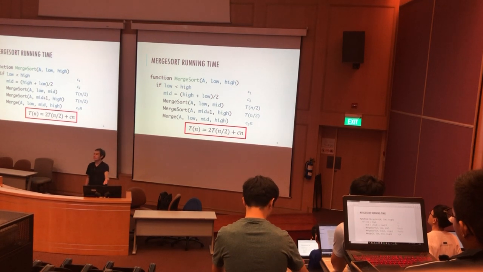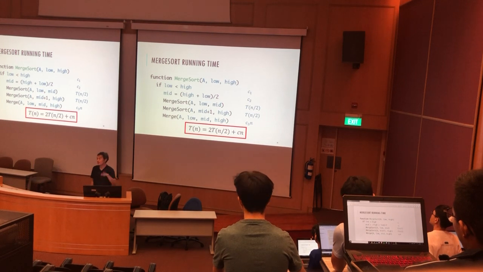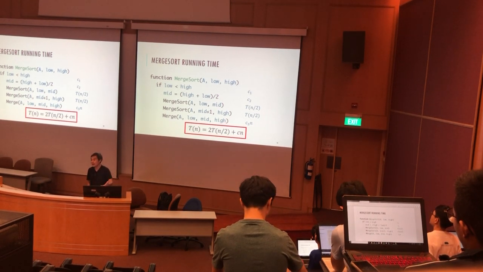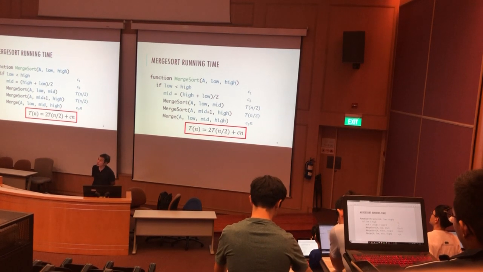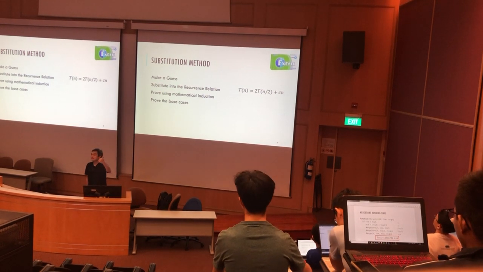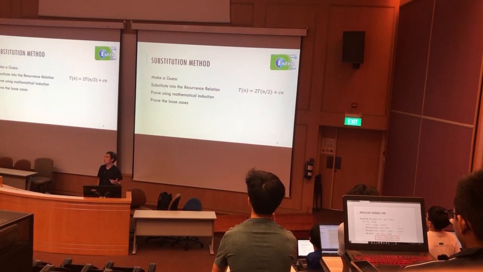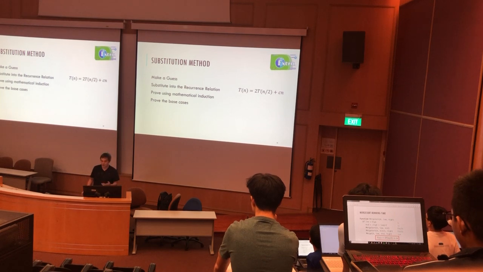And you know how to solve this. We've done this before, right? Last week. What you need to do is keep substituting inside until you derive a general relation, and then you solve for k and plug it back in. That's one way. There's another way you learned last week, which is the substitution method. You make a guess, let's say n log n. You substitute into the recurrence relation, you prove it using mathematical induction, and then you prove the base cases. So that's the technique that we learned last week.